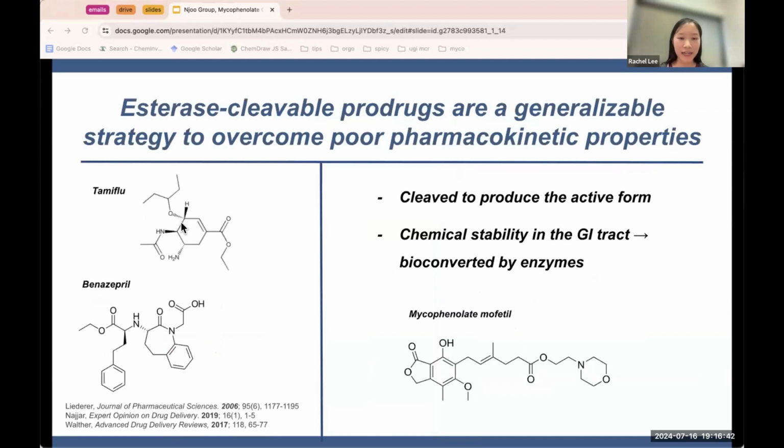Our lab has observed that esterase cleavable prodrugs like Tamiflu and benazepril can generally be used to overcome poor pharmacokinetic properties. They can be cleaved to produce the active form of the drug and can be stable in the gastrointestinal tract until bioconverted by enzymes, including esterases.